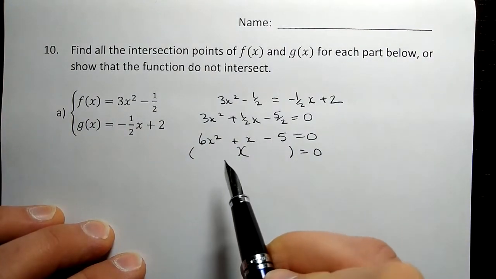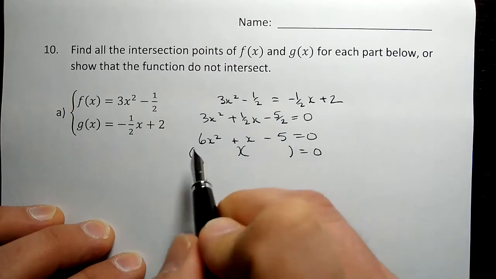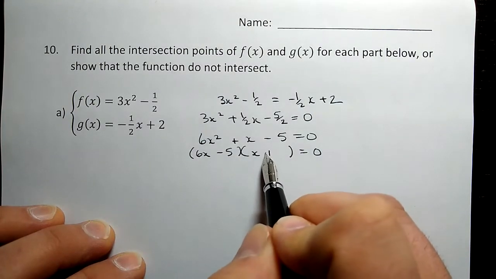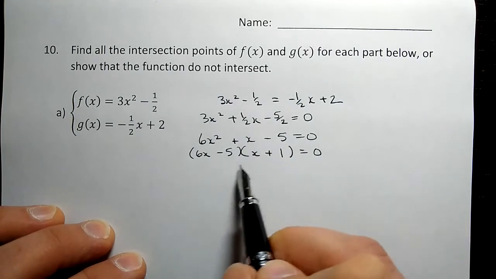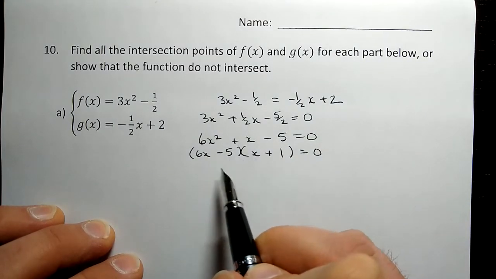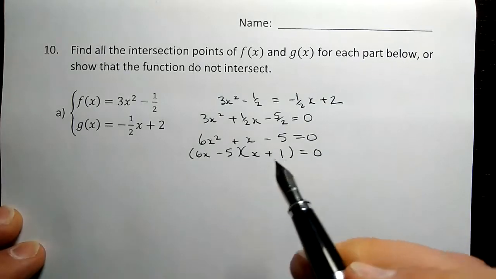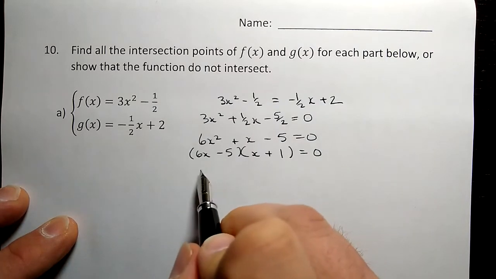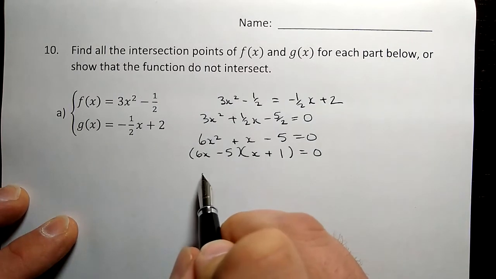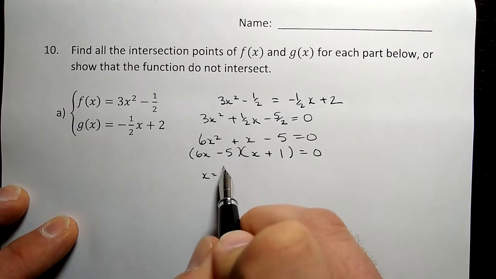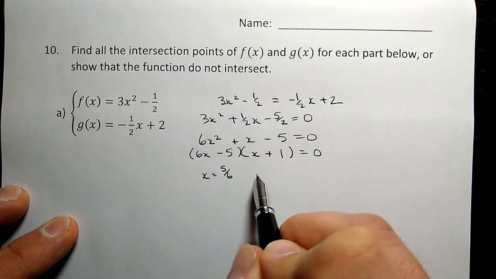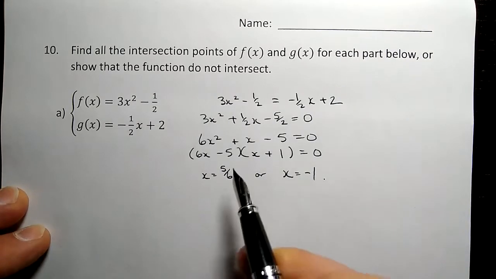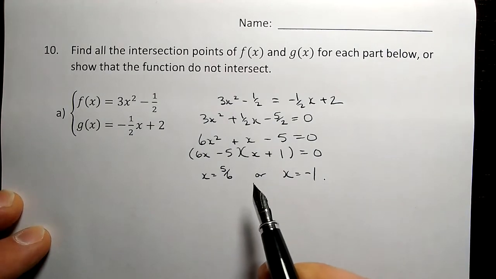Let's see, 6x minus 5 and x plus 1. Minus 5x. Yeah, that's going to work out. You can also use the quadratic formula if you'd rather. Either way is fine. This factor gives us that x is positive 5/6, and the second factor gives us x is negative 1. Now, those are the x coordinates, but they don't tell us the y coordinates.